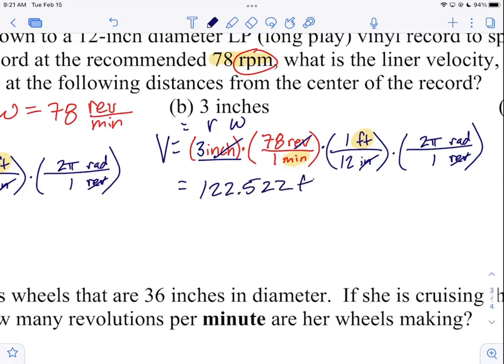122.522 feet per minute. So that's its linear velocity. In 1 minute's time, it's going to travel about 123 feet, but not in a linear distance, in a circular distance. It's moving faster. In fact, it's moving 3 times faster than the ant that's taped 1 inch from the center.